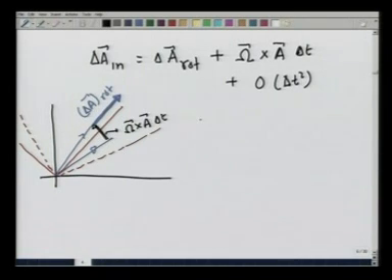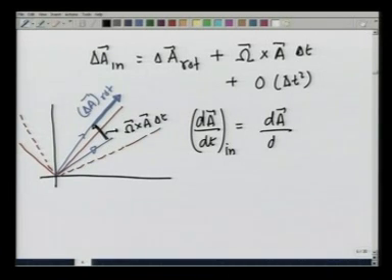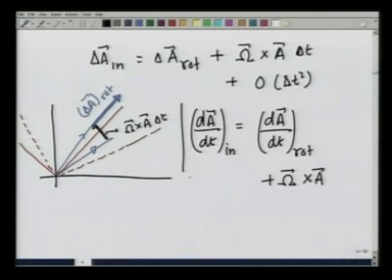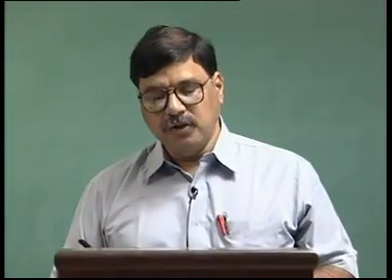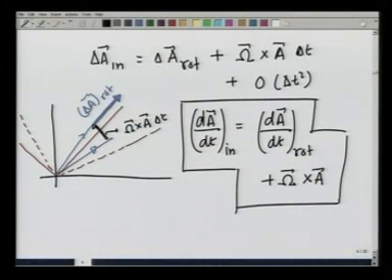And therefore, dA dt for any vector A as observed in the inertial frame is equal to dA over dt as observed in the rotating frame plus omega cross A. This is a very important equation, and this is what we are going to use to derive the pseudo acceleration or pseudo forces in a rotating frame. Although I have derived it in the context of a plane, taking the xy plane, this is true in 3 dimensions also, and let me just indicate that.